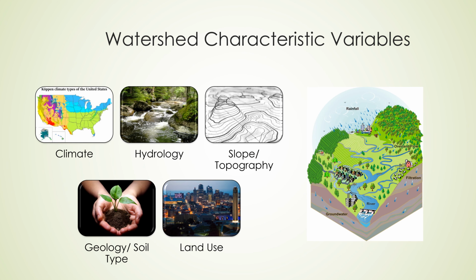As you can imagine, there are many factors controlling the characteristics within a watershed. These 5 characteristics are ones which have the greatest influence, and they all work together to shape the way watersheds look and act. The first is climate.